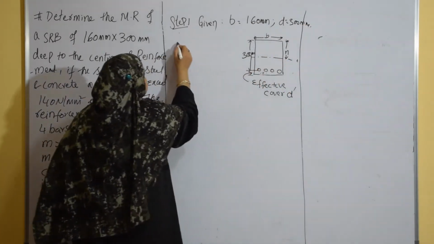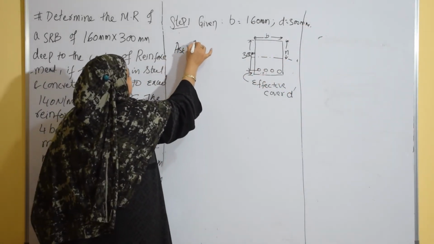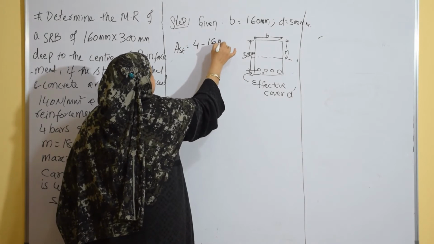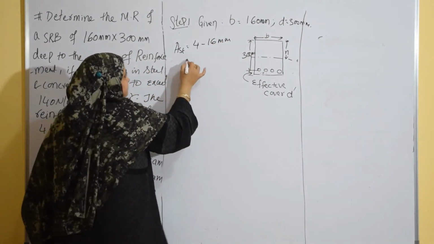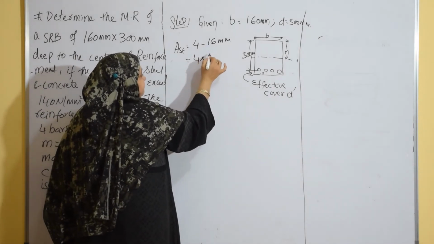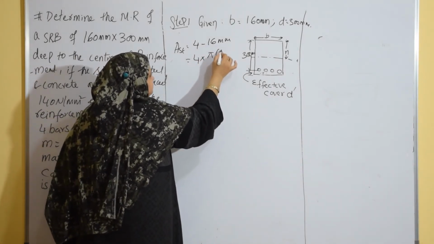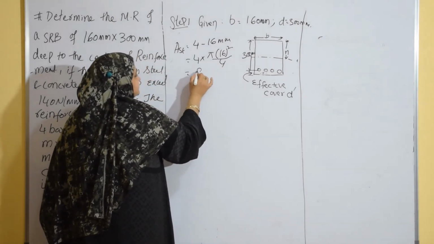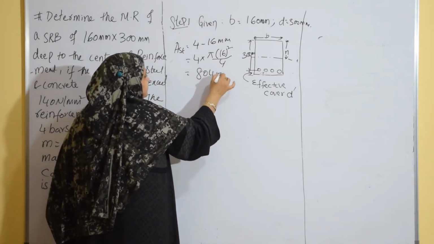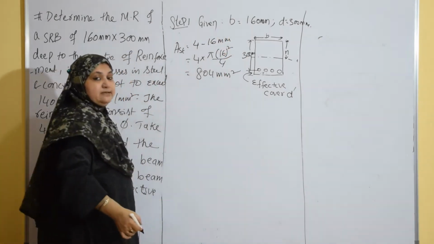Then the area of steel is given as 4 bars of 16 mm diameter. You have to convert this into mm squared. The area of one bar is pi d squared by 4. So this will be approximately equal to 804 mm squared. This is also given data.